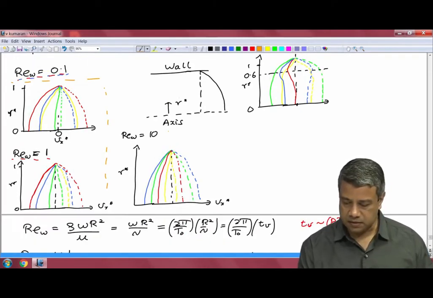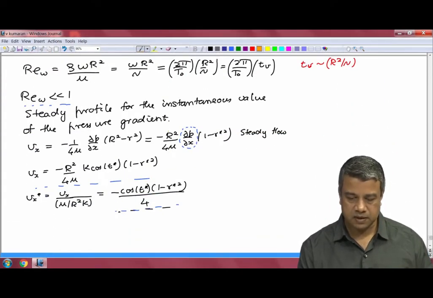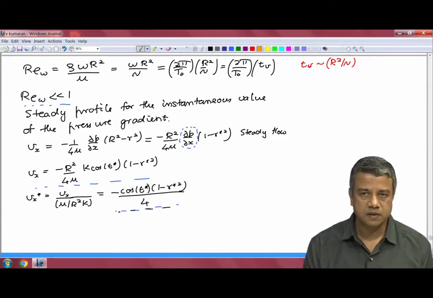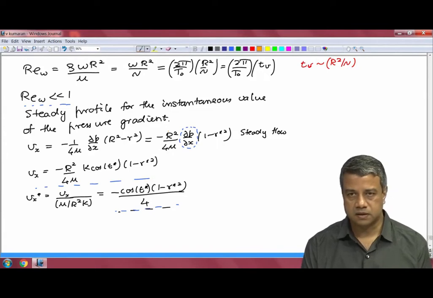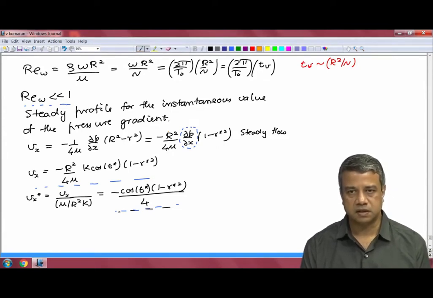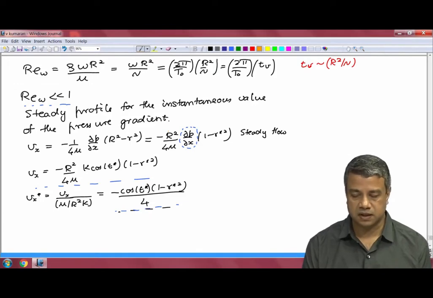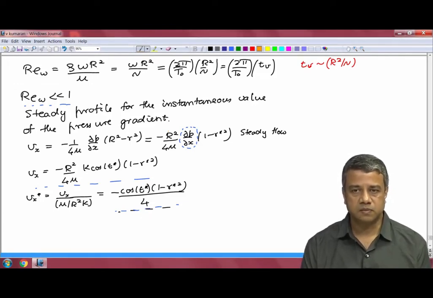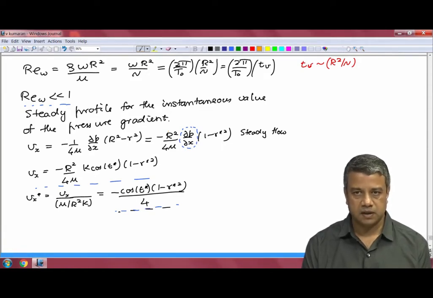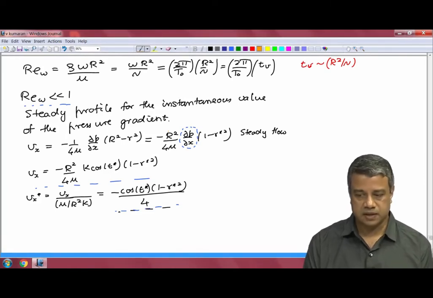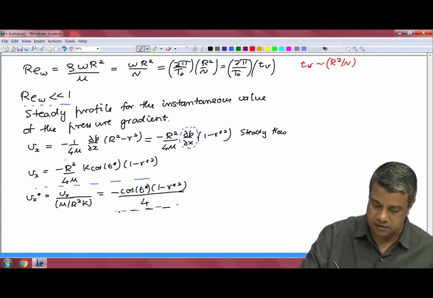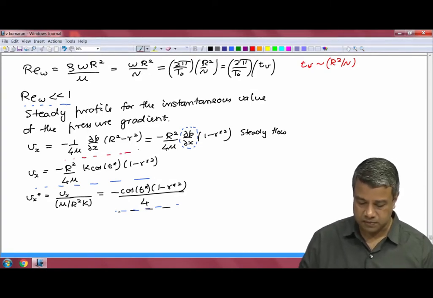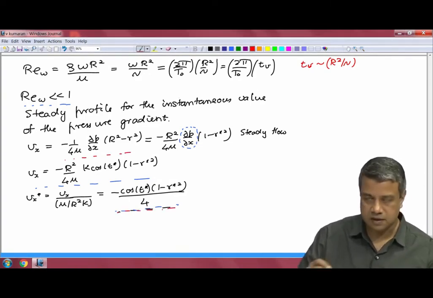I had explained that this is because for low Reynolds number, the diffusion time is much smaller than the time period of oscillation. So momentum diffuses instantaneously across the entire pipe over a time small compared to the time scale for the change of the pressure. Therefore, you get the same profile you would have got for a steady flow with the instantaneous value of the pressure, and we had seen that in the limit of low Reynolds number, this is the solution for the velocity profile and this is the solution for the scaled velocity profile.